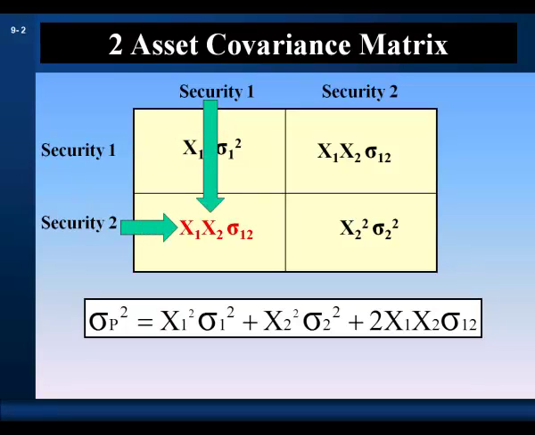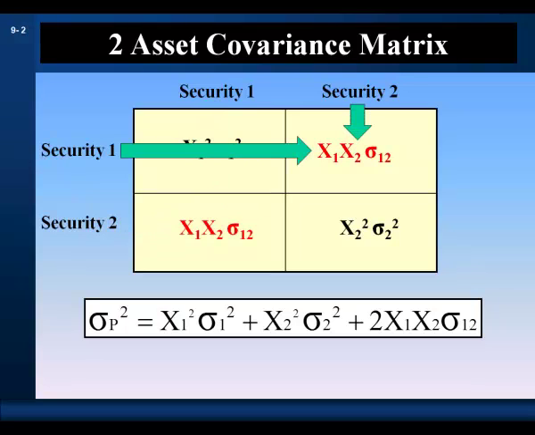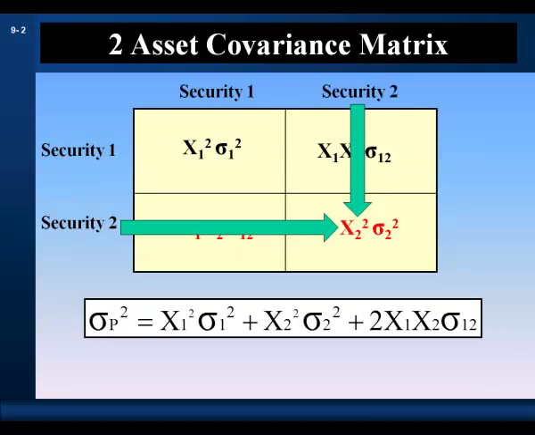In the lower left cell, we have the proportion invested in security 1, the proportion invested in security 2, times the covariance between 1 and 2. In the upper right cell, the proportion invested in 1 times the proportion invested in 2, times the covariance between 1 and 2. The lower right cell, the proportion invested in 2 times the proportion invested in 2, and that's the proportion invested in 2 squared, times the covariance of 2 with itself, and that's the variance of 2.